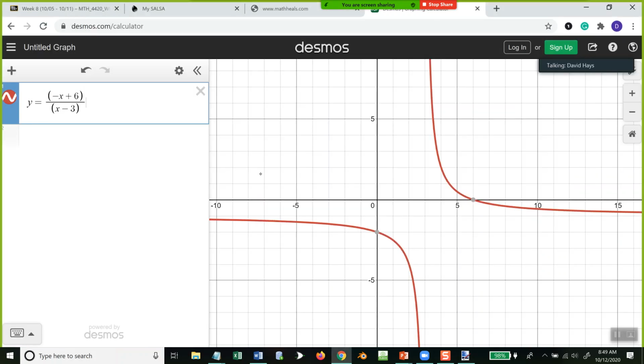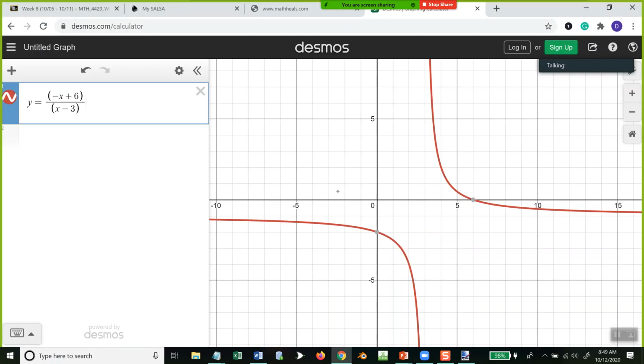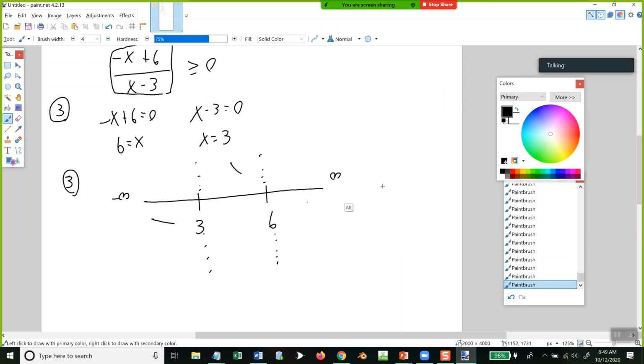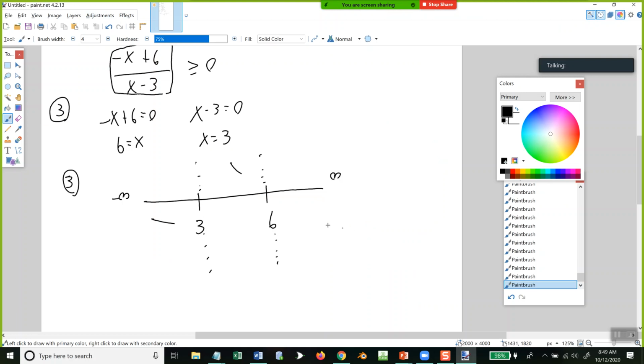The left of the 3. 3 is right here, to the left of it, it's below. Between 3 and 6, here's 3 and here's 6, it's above. And greater than 6, here's 6, and I see it's below. Now our problem was a greater than or equal to. Greater than or equal to is above. So this will be my answer.